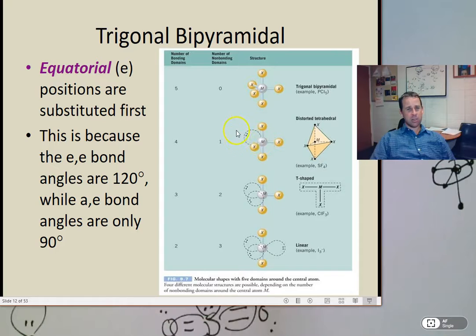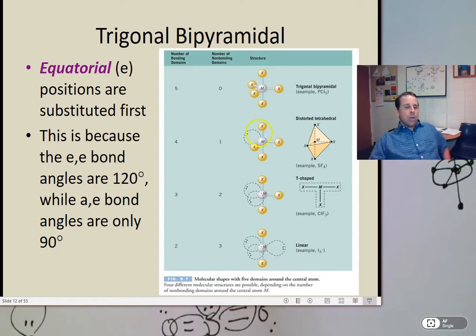And because there's more space required for a lone pair of electrons like this, it's always going to go to the spots where there's more space. If you think about it, the axial atoms have three neighbors, all of them 90 degrees from each other, while this atom here has two neighbors that are 90 degrees, but two others that are 120 degrees. So the atoms on the equator end up having more space, and the lone pair electrons are going to go to the atoms along the equator.